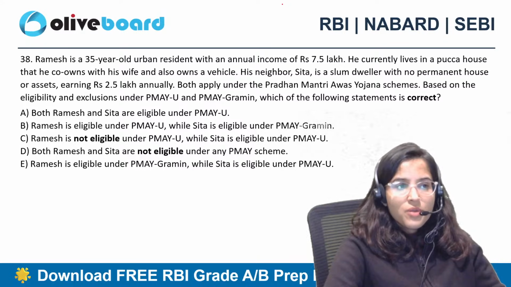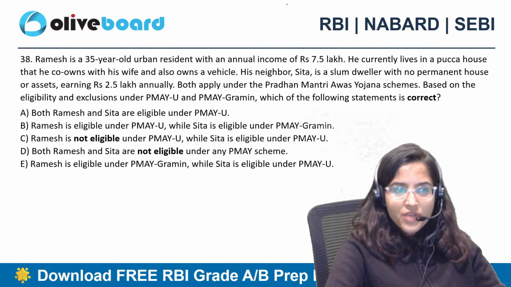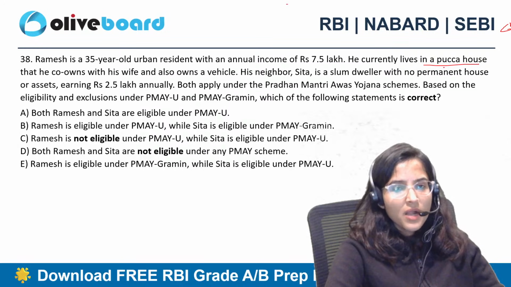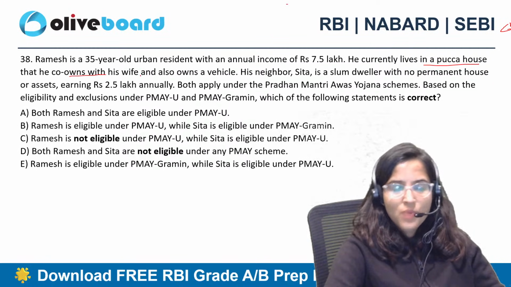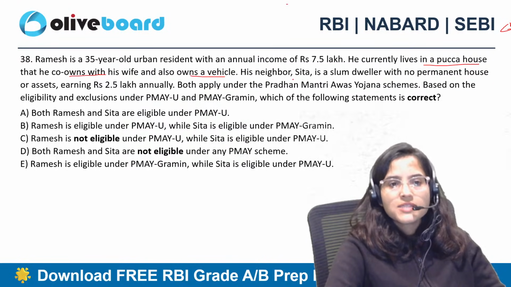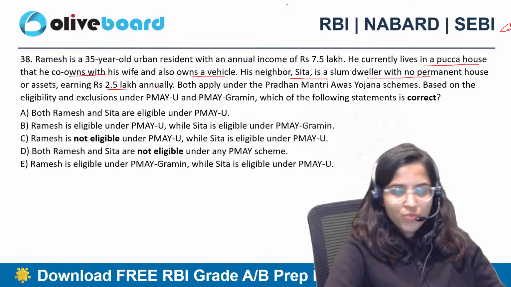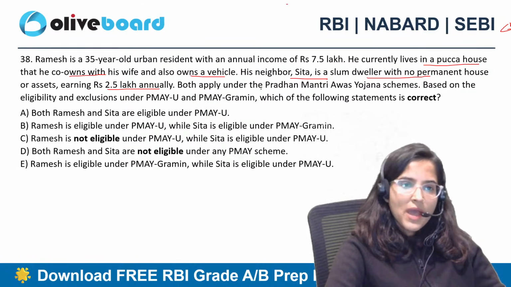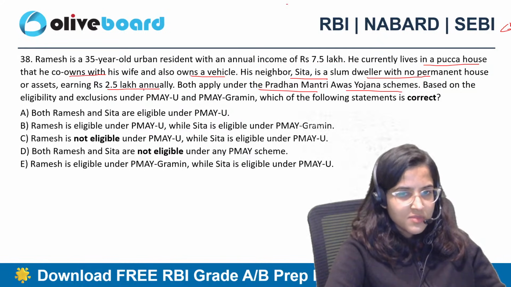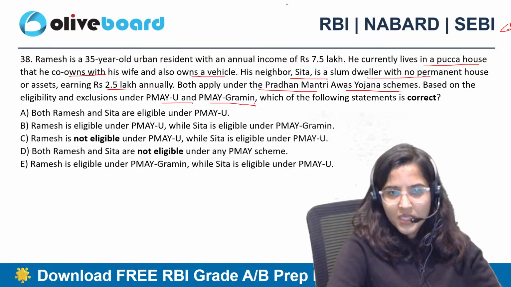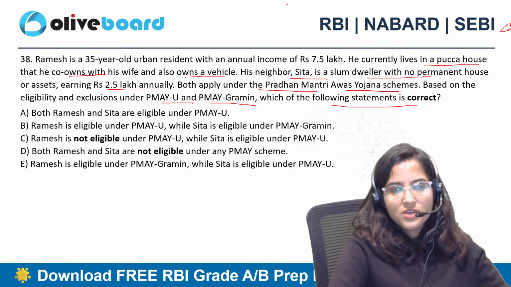38th question. Ramesh is a 35-year-old urban resident with an annual income of 7.5 lakh. He currently lives in a Pakka house that he co-owns with his wife and also owns a vehicle. His neighbor Sita is a slum dweller with no permanent house or assets, earning rupees 2.5 lakh annually. Both apply under the Pradhan Mantri Awas Yojana schemes based on the eligibility and exclusions under Awas Yojana Urban and Grameen. Which of the following statements is correct?